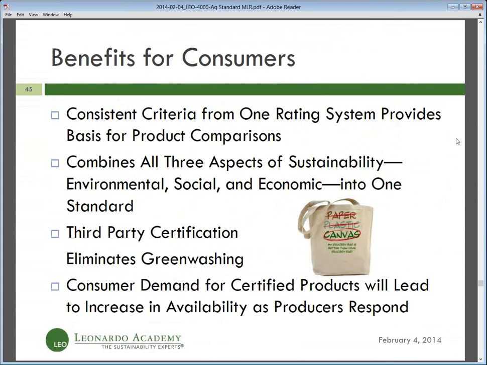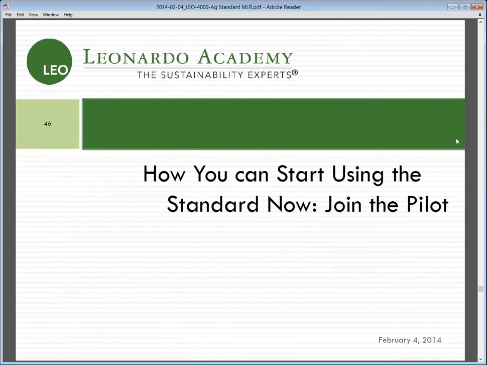Our standard combines all three aspects of sustainability, the environmental, social, and economic criteria, into one standard. We provide third-party certification to eliminate greenwashing. That means that when somebody says we are Leo 4000 Gold certified, you know that they actually are telling the truth, and you can look that up and find out exactly what that means. And finally, consumer demand for certified products will lead to an increase in availability as producers respond.